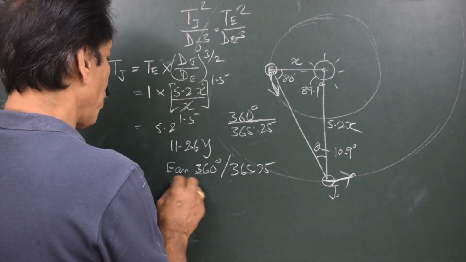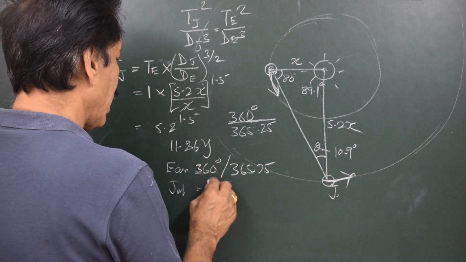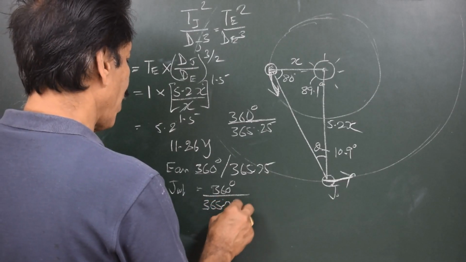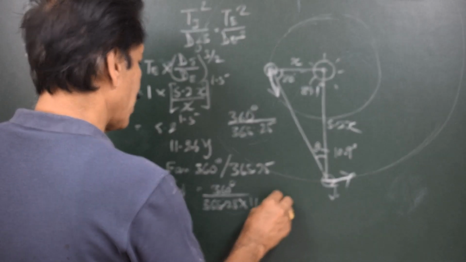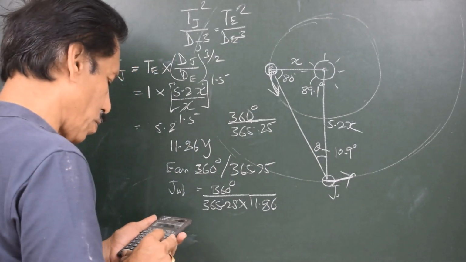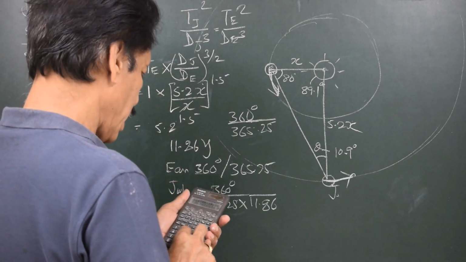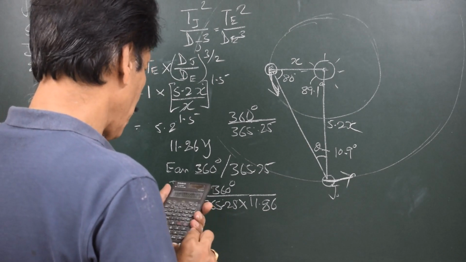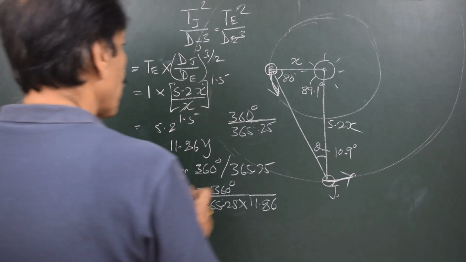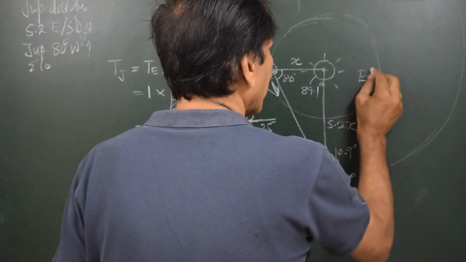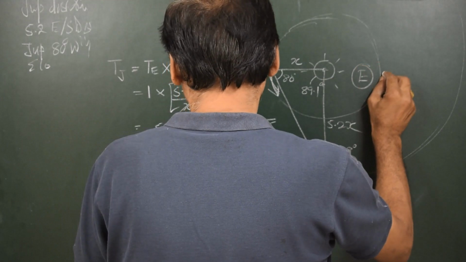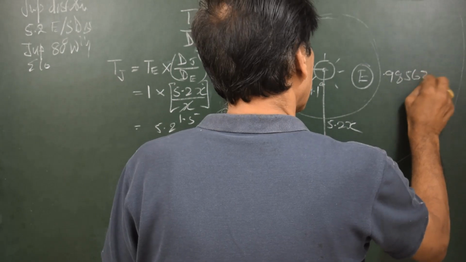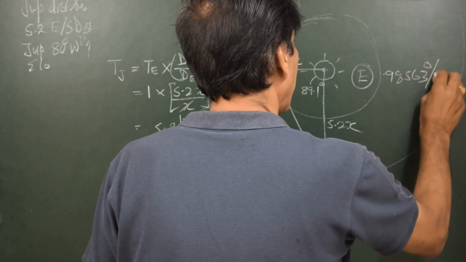In case of Jupiter, it will be 360 degrees divided by 365.25 multiplied by 11.86. Okay, so let's find out what is the rate of Earth. 360 divided by 365.25 gives me 0.9856. So the rate of the Earth is 0.98563 degrees per day, right?